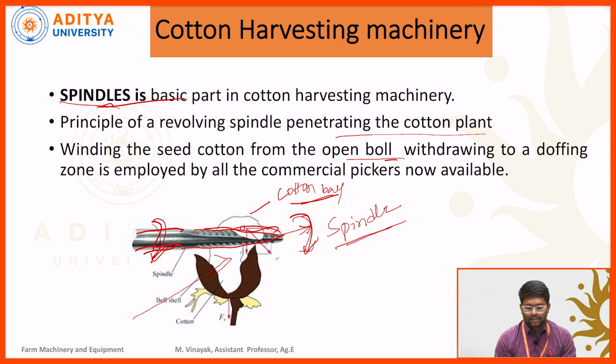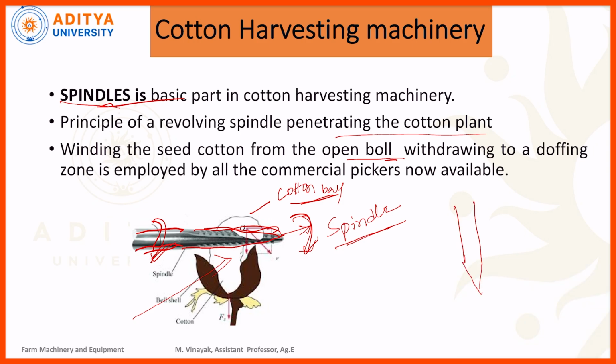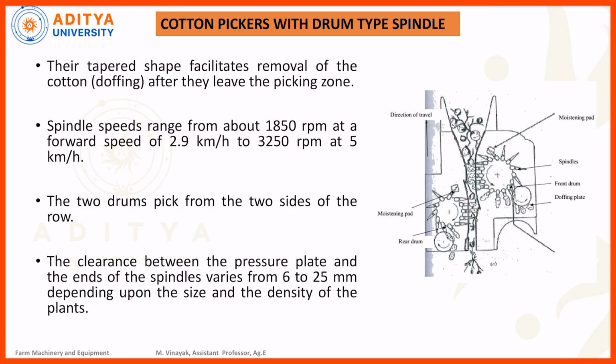One spindle will be there. This one is a spindle with a tapered edge. This spindle will rotate in clockwise direction. Here the plant material will be provided, and from this plant material the cotton ball is provided. During the rotation of this spindle, the balls will be wound up throughout the periphery of the spindle, so it can be delivered to the doffing zone. Next, let us look at more detail about the drum type cotton spindle harvester.